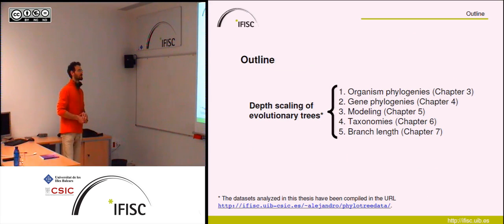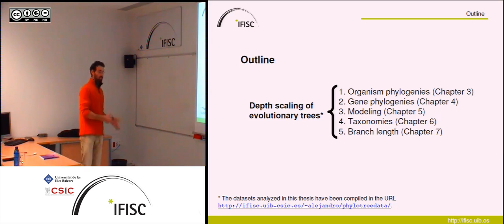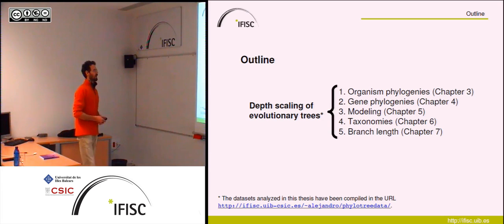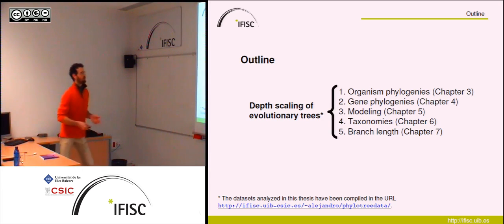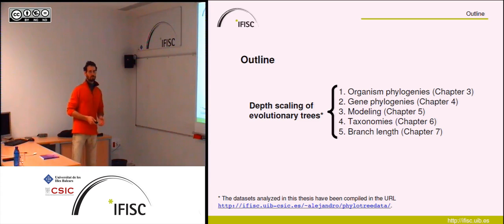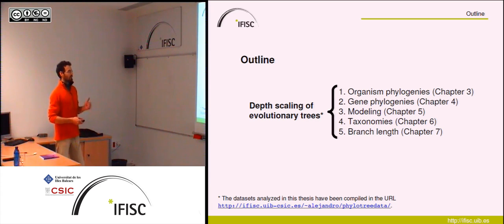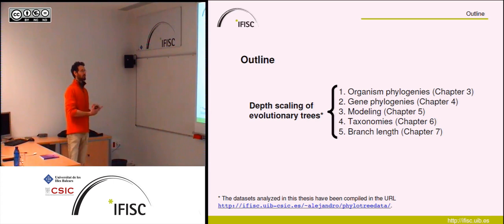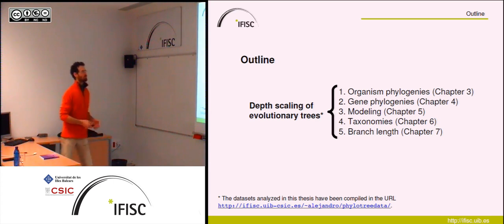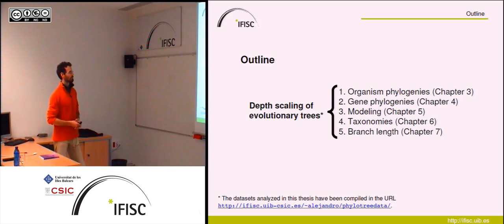Taking this theoretical background, we decided to apply the depth scaling analysis to different kinds of evolutionary trees. In the first section of this talk, I present the results detailed in chapter 3 of the thesis, which correspond to the depth scaling analysis of organism phylogenetic trees. In section 2, we extend this analysis of the depth scaling to the characterization of gene phylogenies, presented in chapter 4 of the thesis.